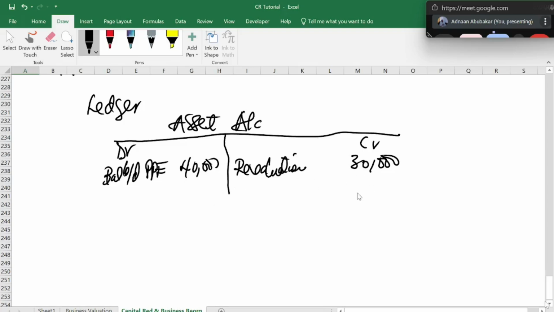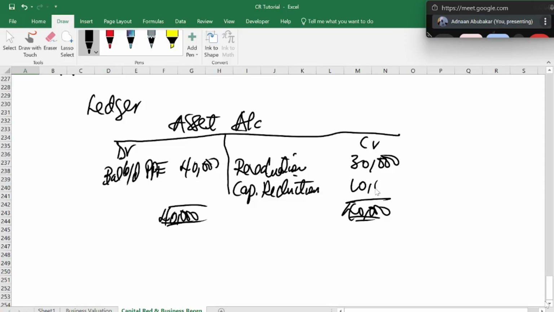So the difference will go where? The difference is 10,000. The difference here is 40,000, here is 30,000. We go to the balancing side, the credit side. Which value is bigger? 40,000 is bigger. So you close it here like this. That will be the closing. So the difference will go to what we call the capital reduction account. How much? 10,000.